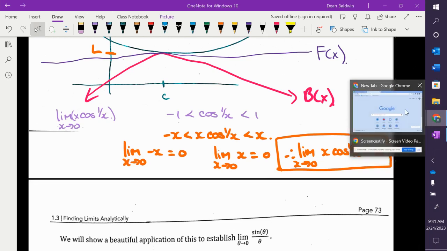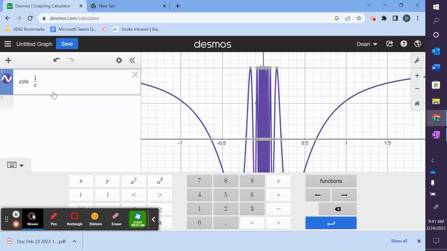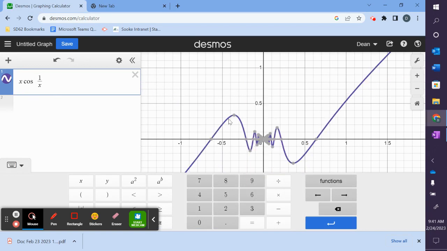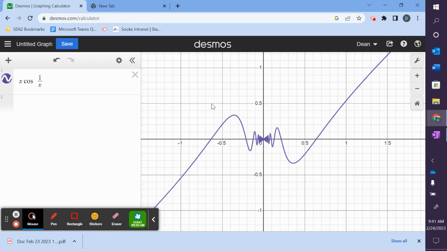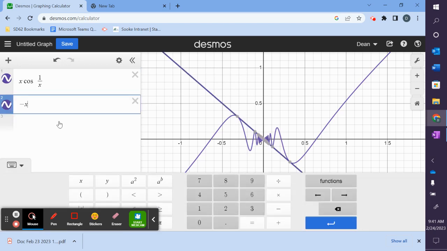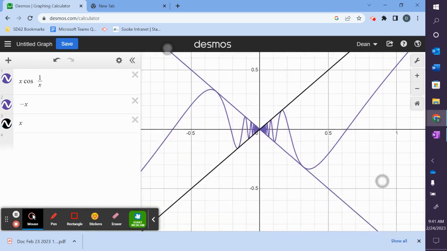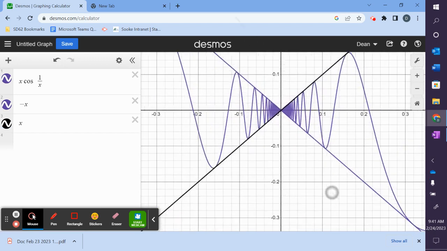So if we do it, here's the graph of cos 1 over x. So that's the graph I'm trying to figure out. Now, if you just look at the graph, you can see it's going to go to 0. But if I put in negative x, and then I put in x, you can see it gets squeezed between those two lines.